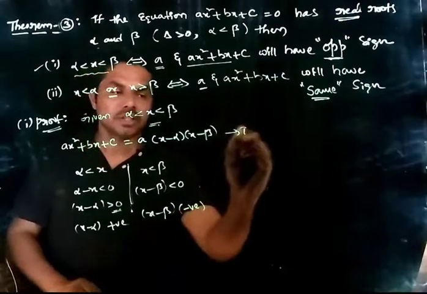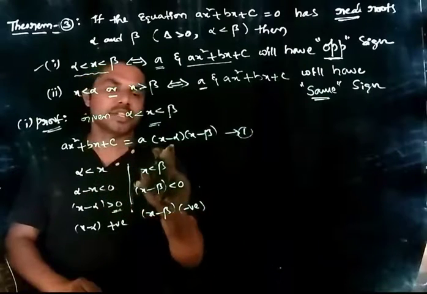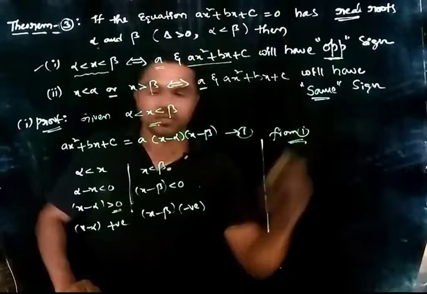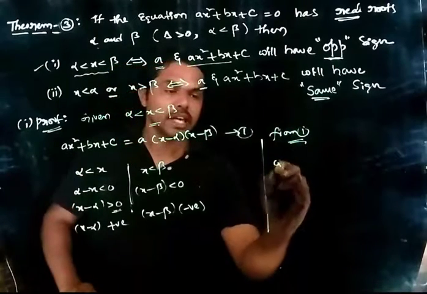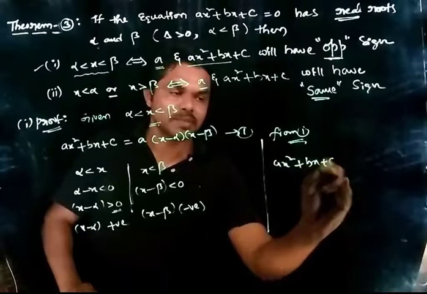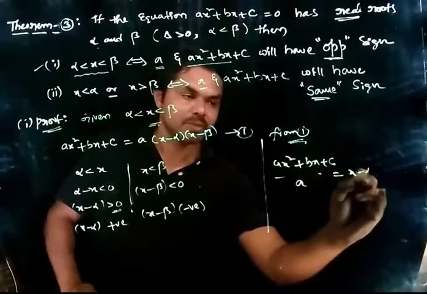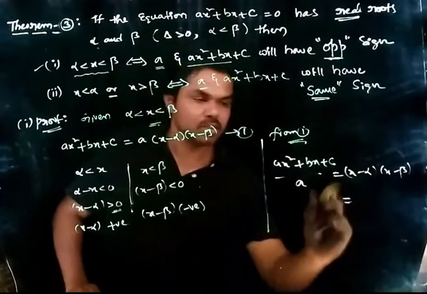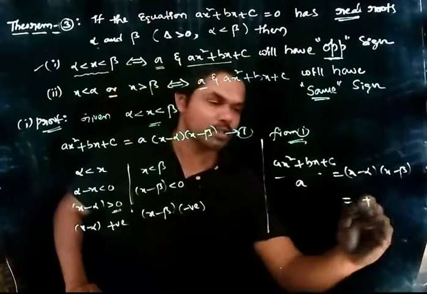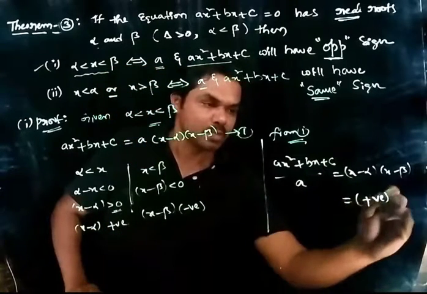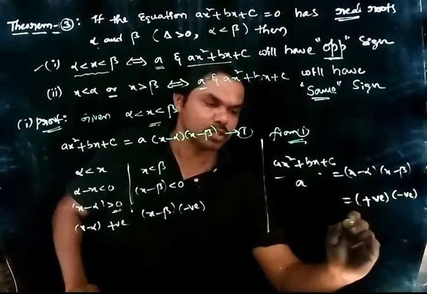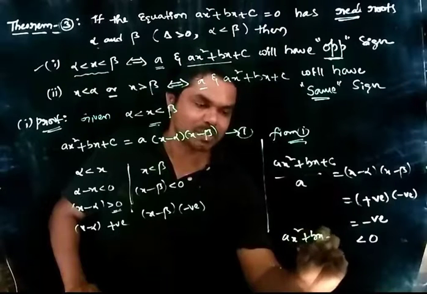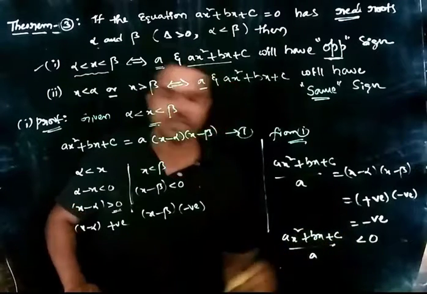Now come to this equation, ax square plus bx plus c equal to a into x minus alpha and x minus beta. We can conclude from 1 that ax square plus bx plus c by a is equal to x minus alpha into x minus beta. Already we got x minus alpha value is positive, x minus beta value is negative. Positive into negative, that means less than 0. So ax square plus bx plus c by a is less than 0.